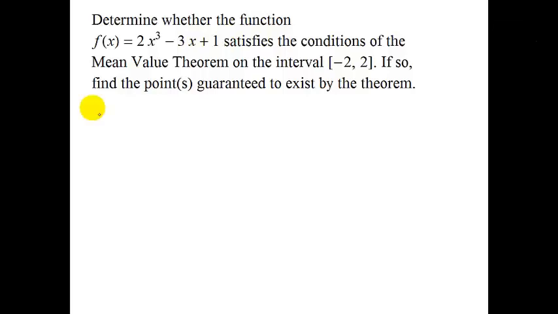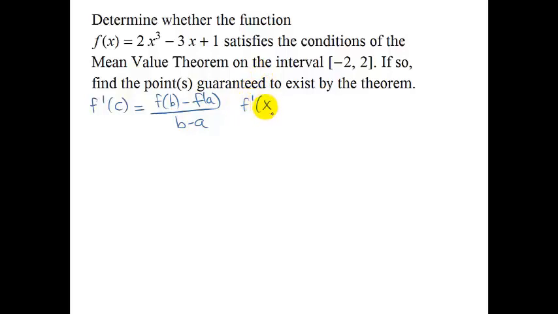So the mean value theorem says if you meet those conditions, there exists a c on the interval from -2 to 2 such that the derivative at c, so the slope of the tangent to the curve at c, equals the slope of the secant line that joins up the two endpoints. So here is just our equation for our slope. So let's go ahead and see if we can figure this out.